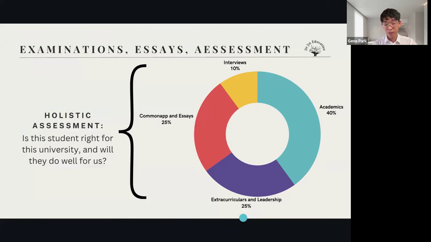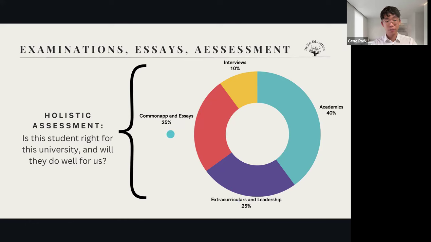Then around a quarter of it, arguably more actually, a lot of people argue for more, like 30%, is going to be extracurriculars and leadership. This is, again, quite a new concept to a lot of you, especially. So we evaluate what you did outside of school as well, just to use it as an opportunity to get to know the student better. How do they spend their time? What do they do when they're not studying, right? And does that line up with what they say that they want to do in university?